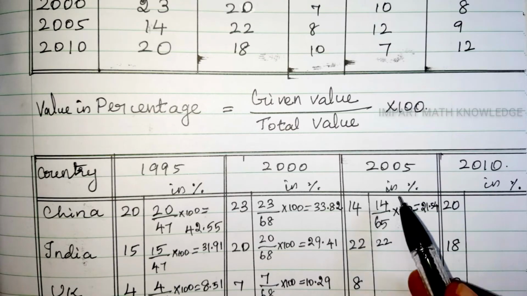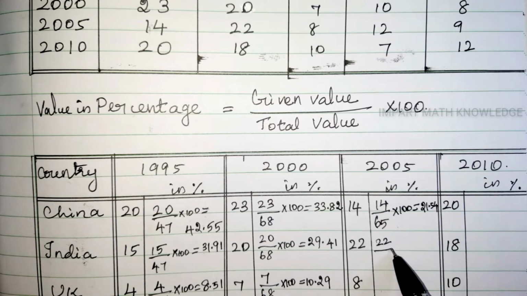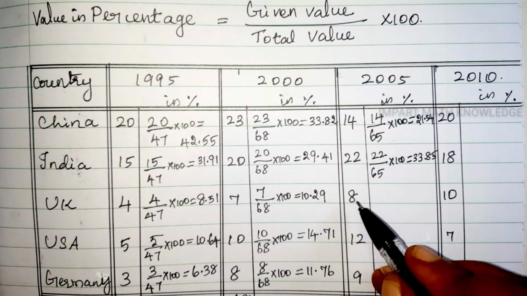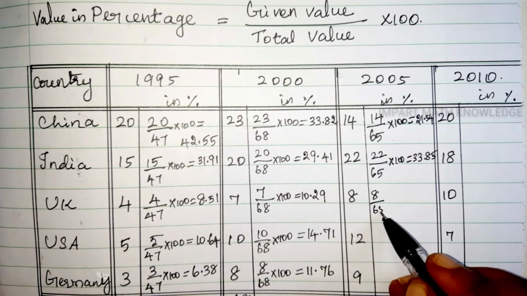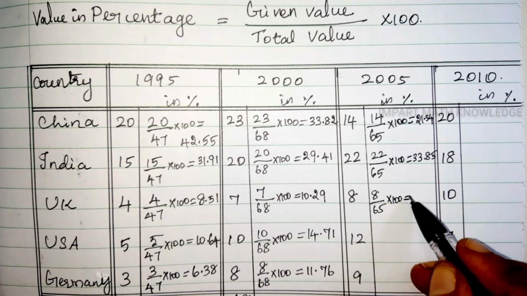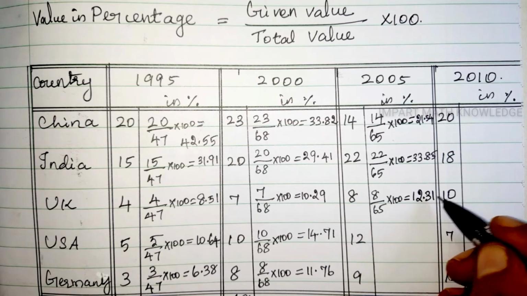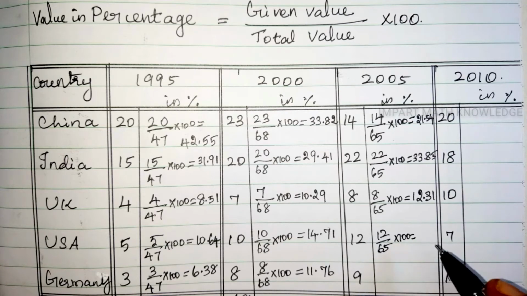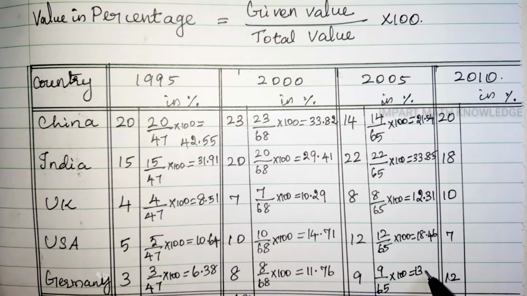21.54. For India, the birth rate is 22. 22 divided by total into 100 is 33.85. For UK, the birth rate is 8. 8 divided by 65 into 100 is 12.31. For USA, the birth rate is 12. 12 divided by 65 into 100 is 18.46. And for Germany, the birth rate is 9. 9 divided by total 65 into 100 is 13.85.